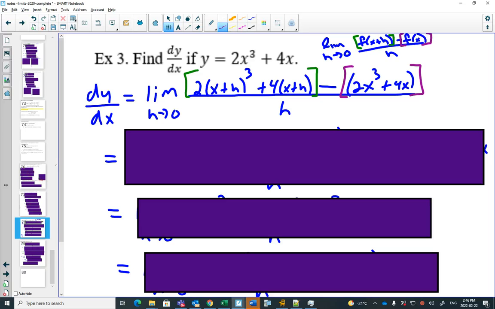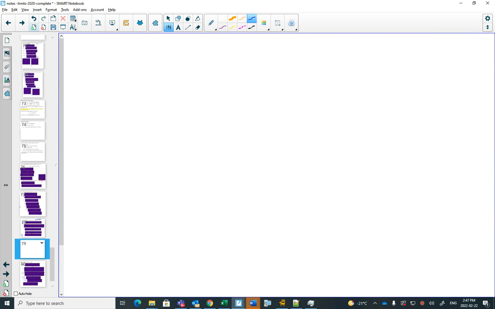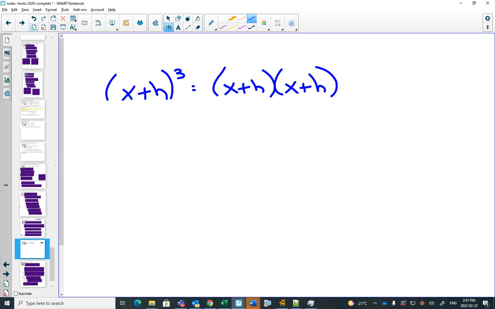Now starts the not very fun part. Everything is pretty much okay except for the (x + h)³. I'm going to do that off to the side. (x + h)³ means (x + h) times (x + h) times (x + h). How do you multiply 3 things? You multiply 2 of them, get an answer, and then multiply again.